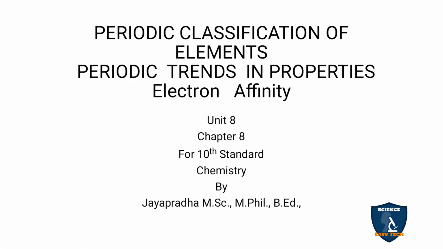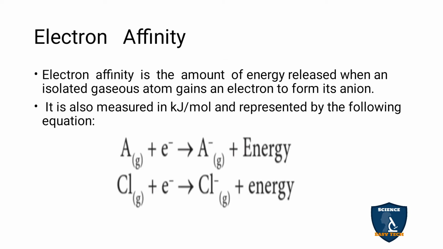Today, our topic is electron affinity in periodic trends in properties in periodic classification of elements, Unit 8, Chapter 8. Already we have discussed the ionic radii, atomic radius and ionization energy, and today we are going to see the electron affinity.